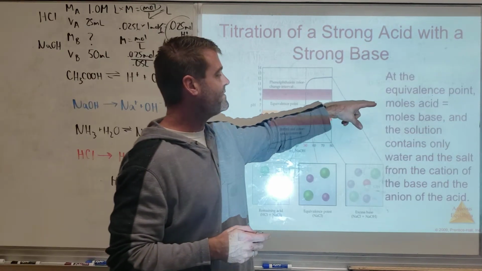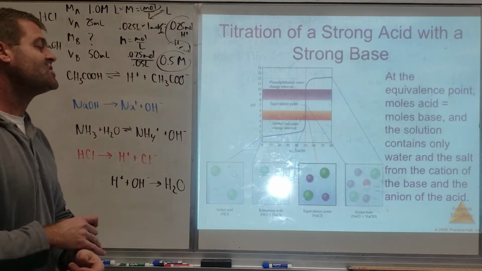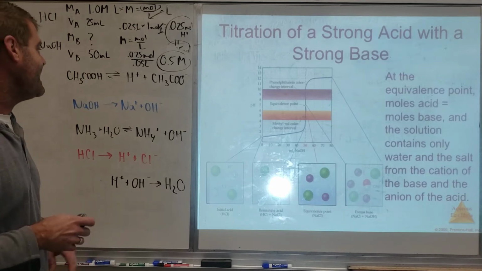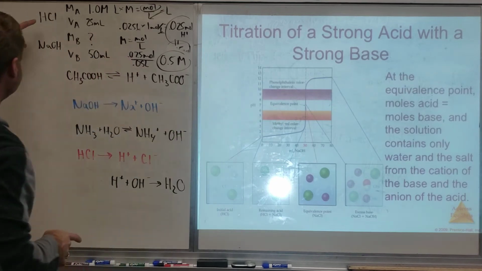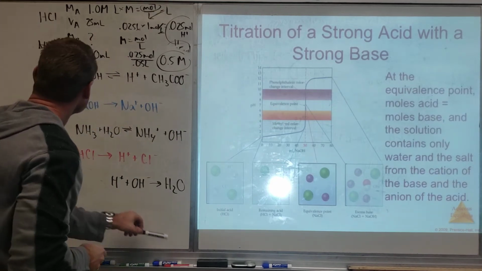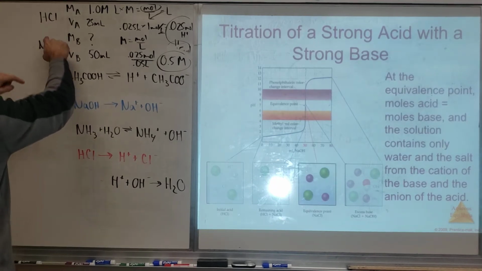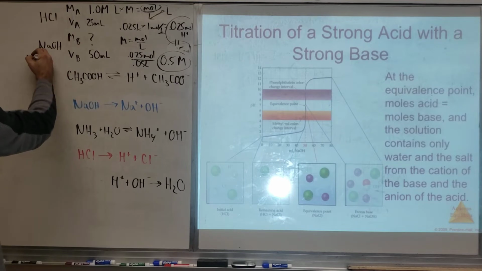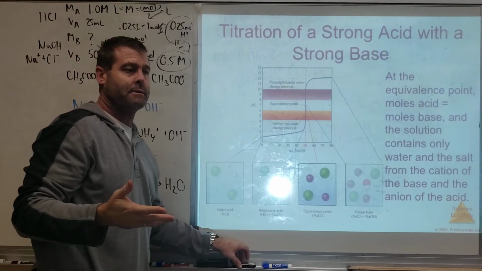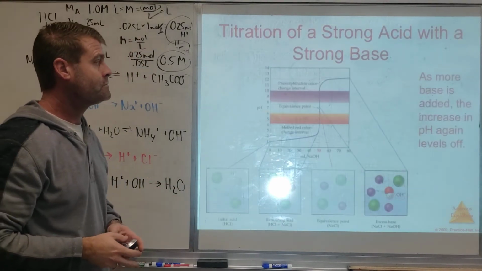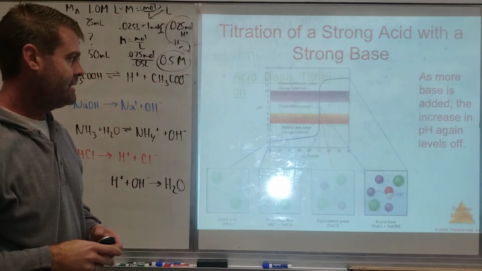At the equivalence point, the moles of acid equal the moles of base. That's what we've been saying here. And the solution contains only water and the salt from the cation of the base and the anion of the acid. For example, if it's HCl and NaOH, when the H+ and the OH- ions are equal, what else do I have left? I just have sodium ions and chloride ions, neither of which affect the pH, and therefore you expect the pH to be at 7. You're going to get a better idea of this in the next animation.